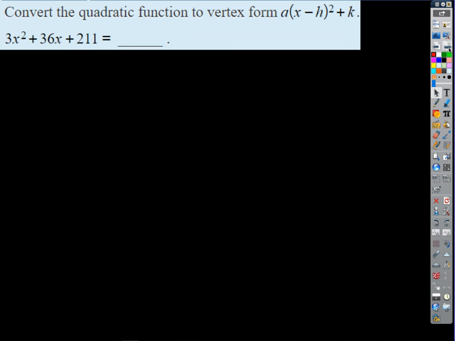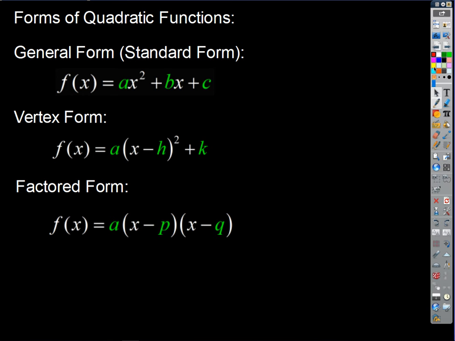Our goal is to rewrite this function that's in what form right now? Standard form. We want to rewrite it in vertex form, right? So we're trying to go from here to there. Now let's break this down into a strategy. Think about this in big chunks. One chunk is, notice that when this is in vertex form, we've got a perfect square in it, right? We've got x minus h, a number, quantity squared. So there's a perfect square.